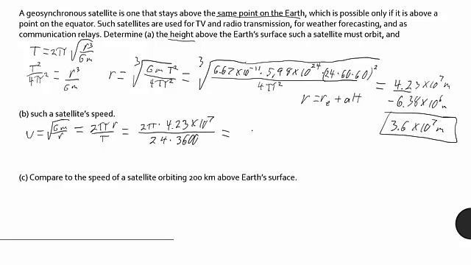Plug all that in, and we have to figure out how fast we need this satellite going, because if we just put it up there and don't give it the right speed, it could either fly away from Earth or come crashing back down to Earth. So we need to give it just the right amount of speed. A velocity of 3,000 meters per second, which is pretty quick. You know, maybe close to 10,000 miles per hour.